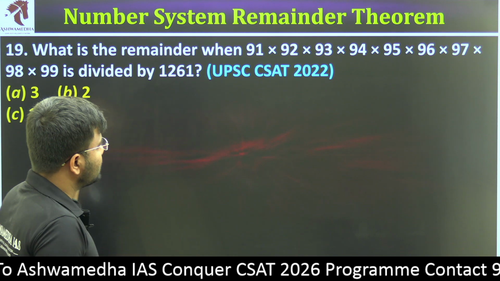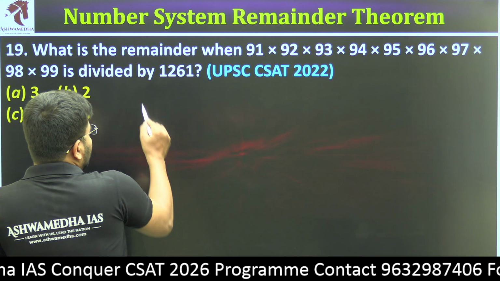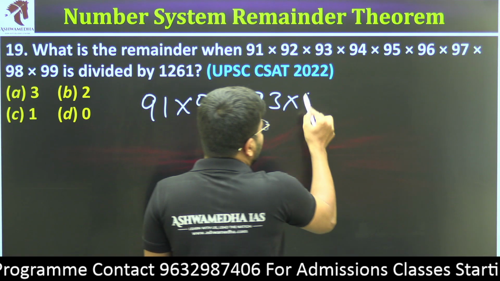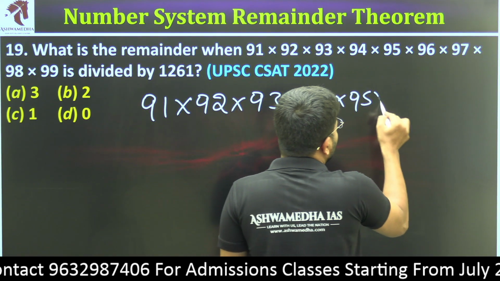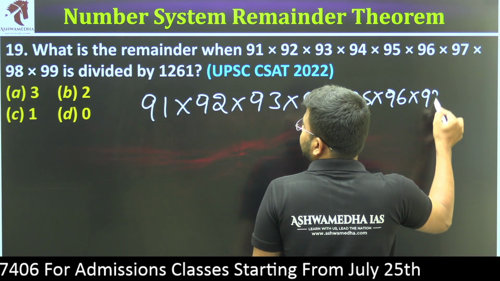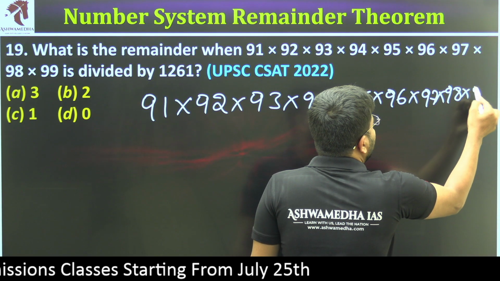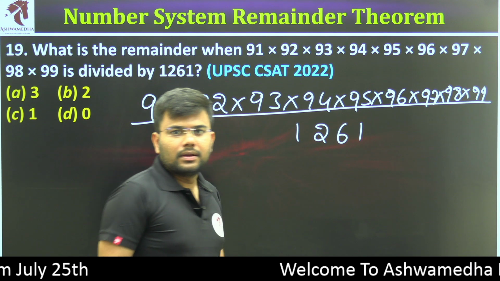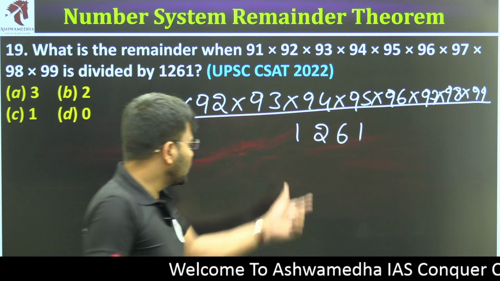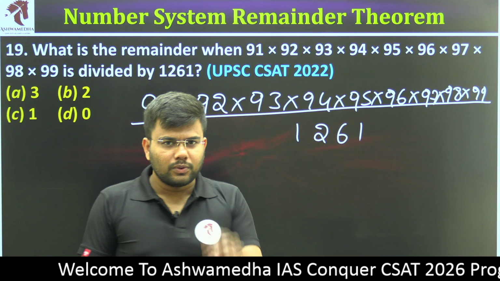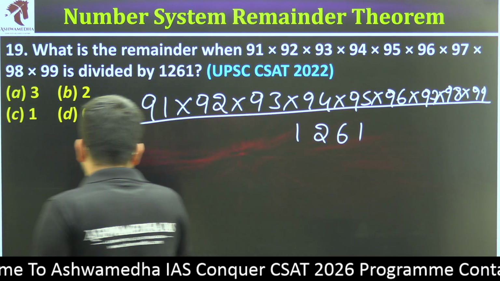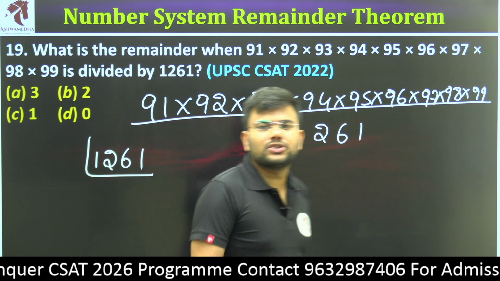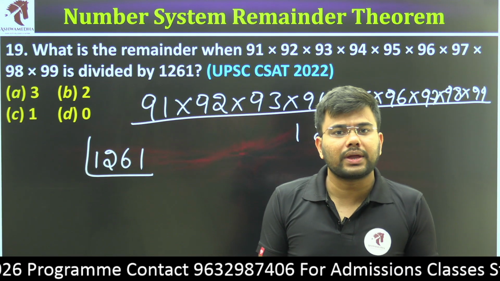Tell me the answer for this. 91 into 92 into 93 into 94 into 95 into 96 into 97 into 98 into 99, whole divided by 1261. What are you supposed to do? Since 1261 is a larger number, you are supposed to cancel it. So first find the factors of 1261. Later you will get to know how to cancel it.